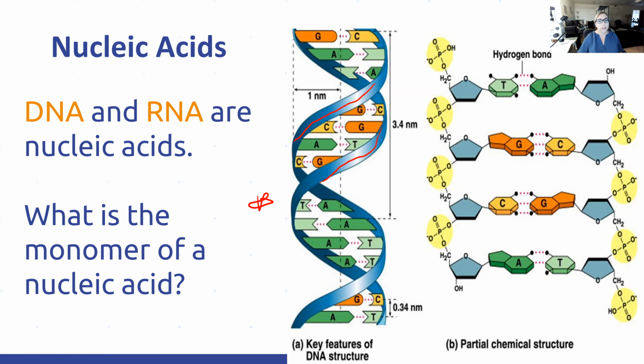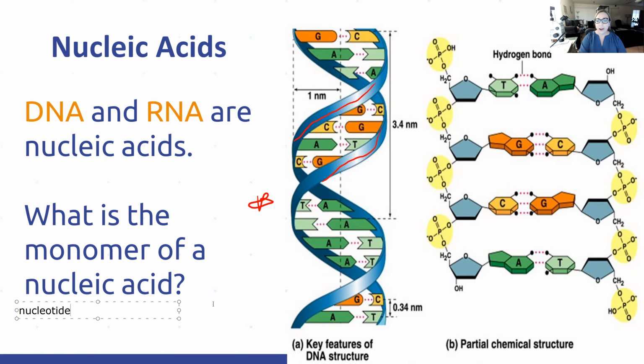Now, I'm asking you on this slide what the monomer of a nucleic acid is. So I'm going to type that out for you. It is called a nucleotide. Okay, so the monomer of a nucleic acid is a nucleotide. So let's look at this other picture of DNA on the right-hand side. Now, DNA is a bunch of nucleotides attached to each other with covalent bonds.